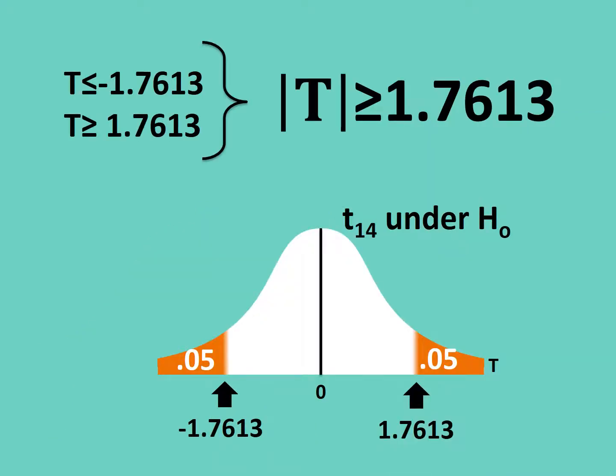The rejection region can be defined by the two statements, t less than or equal to minus 1.7613 and t greater than or equal to 1.7613. An equivalent mathematical expression for the rejection region is the absolute value of t is greater than or equal to 1.7613. Thus, our decision rule states that if the value of the test statistic either lies below minus 1.7613 or exceeds 1.7613, we should reject the null hypothesis. Otherwise, we should not reject the null hypothesis.